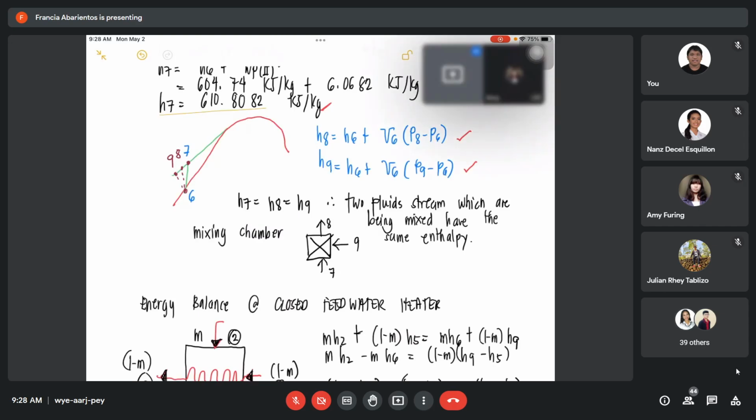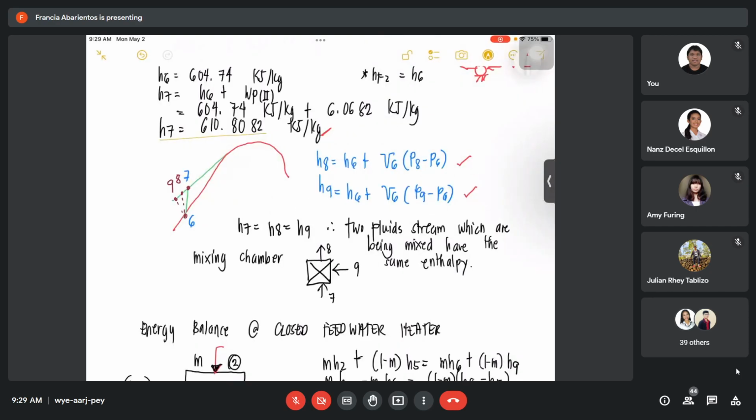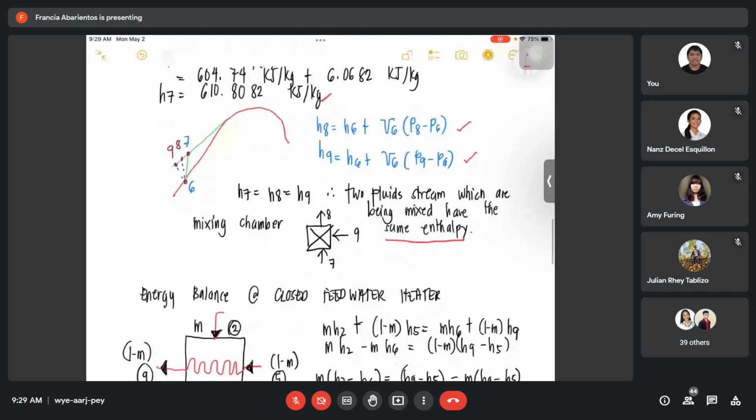So, balik tayo dito. Since this is a mixing chamber, the definition or the working description of a mixing chamber: when two fluid streams are being mixed, same yung enthalpy natin. Ayan. Same enthalpy. So, we denote H7 is just equal to the enthalpy at point 8 and enthalpy at point 9. Okay? So, using that, we have now H7, which is equal to H8 and H9. Okay, take note of the mixing chamber.